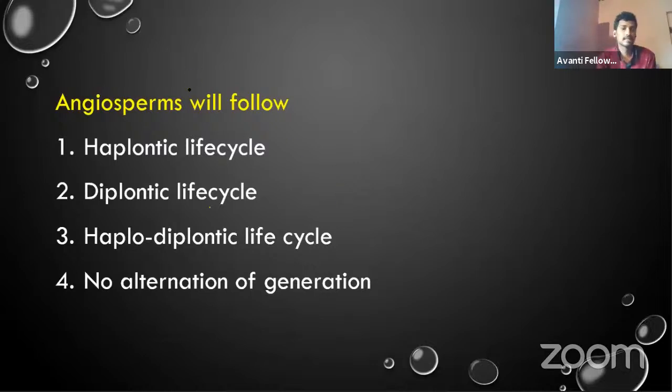Now tell me guys, what is the meaning of haplontic life cycle in simple words? If I want you to explain it in 1 or 2 words, how can you say that? Reduction. Exactly, right. The majority is haploid and the gametophyte is dominant. Haplontic life cycle means most of the life cycle will be haploid. That means it will be in the gametophyte stage, right?